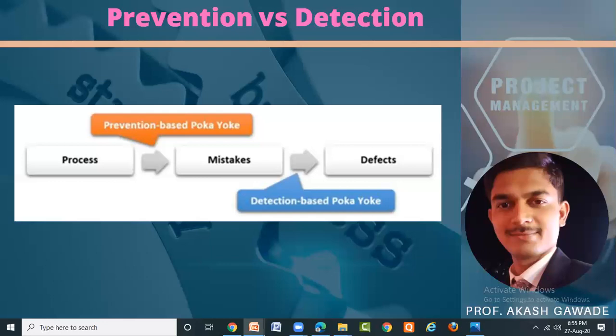Prevention-based means there is some device which automatically detects: is there a 2 airbag fitted in the car? If not, then it will indicate to the employee. This is your prevention-based detection.